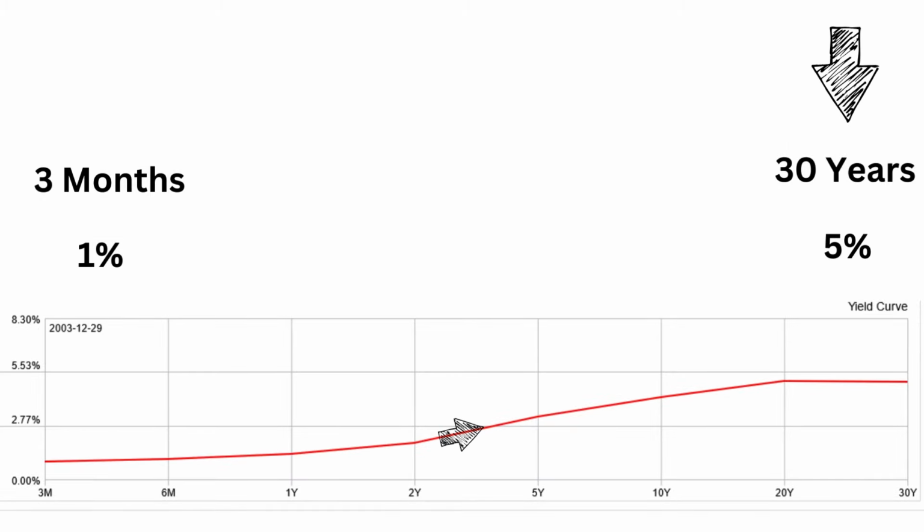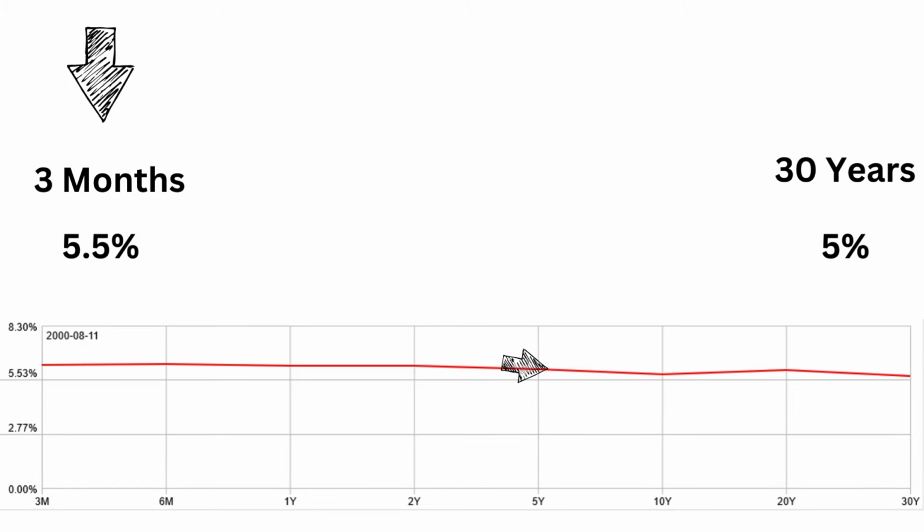Traditionally, a normal upward-sloping yield curve indicates that longer-term securities have higher yields compared to short-term securities, a sign of economic expansion and investor demand for higher returns on longer-term risks due to inflation and other uncertainties. On the other hand, a flat or inverted yield curve, where short-term yields are close to or exceed long-term yields, often signals economic slowdowns or impending recessions.